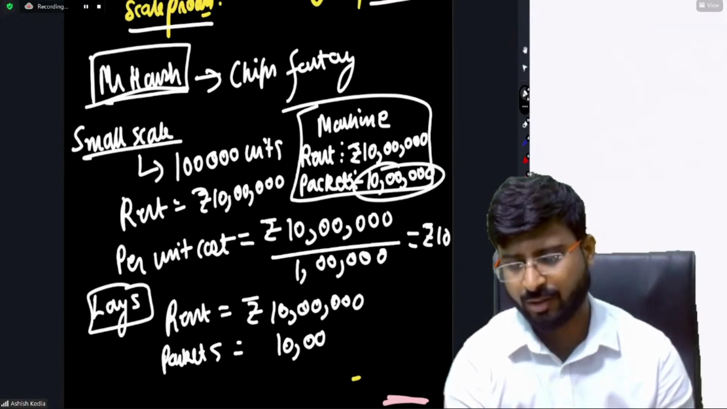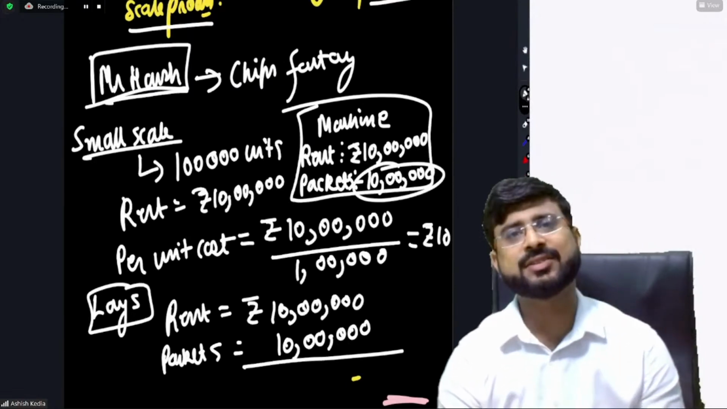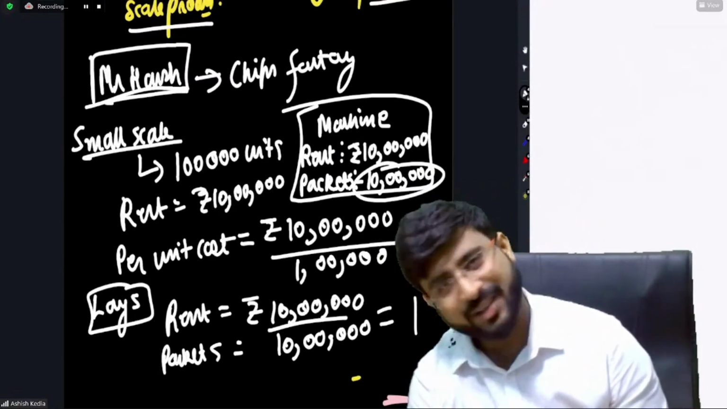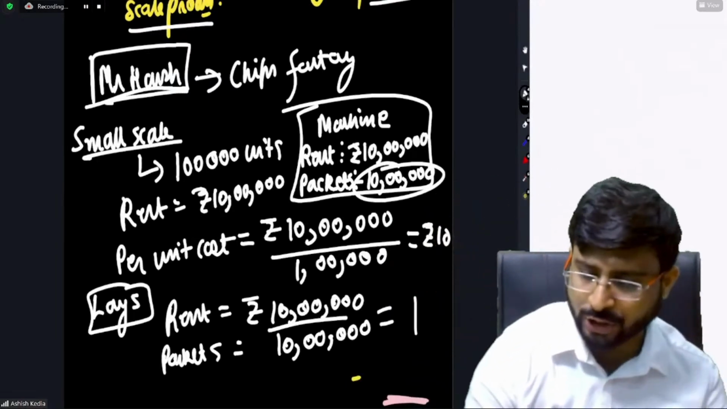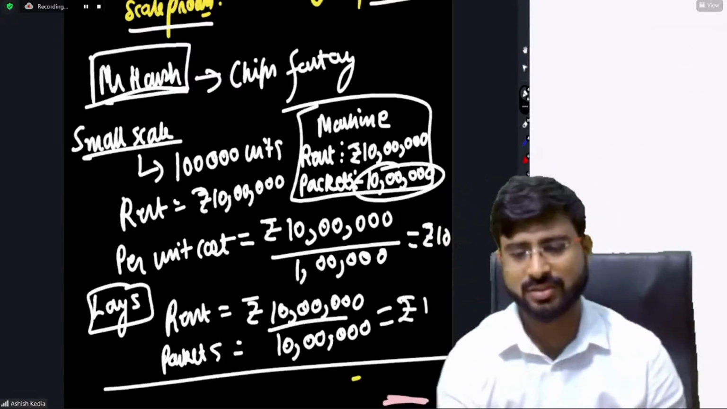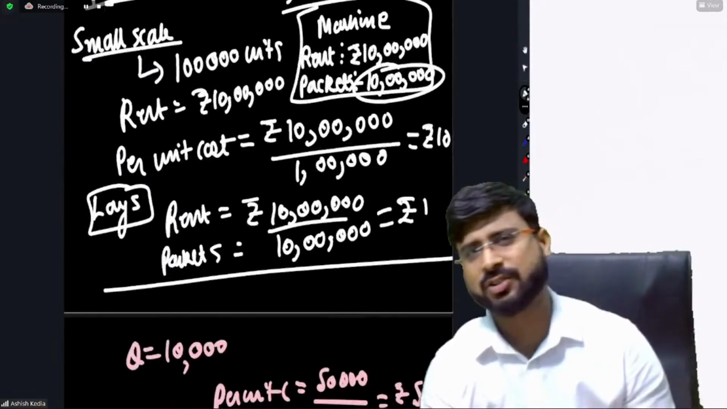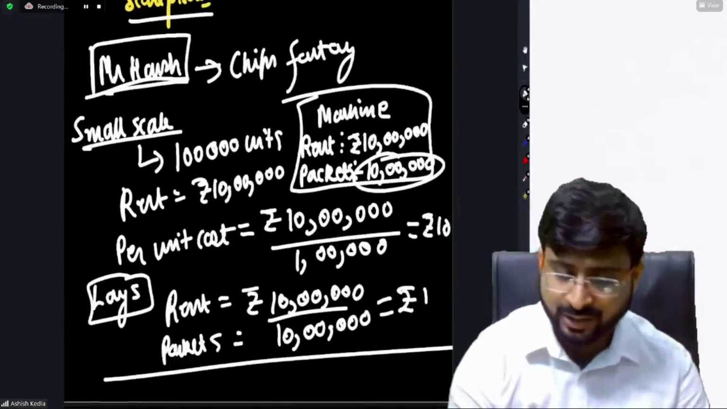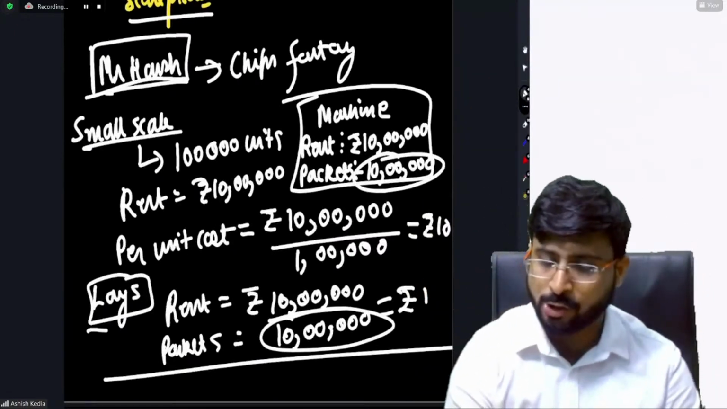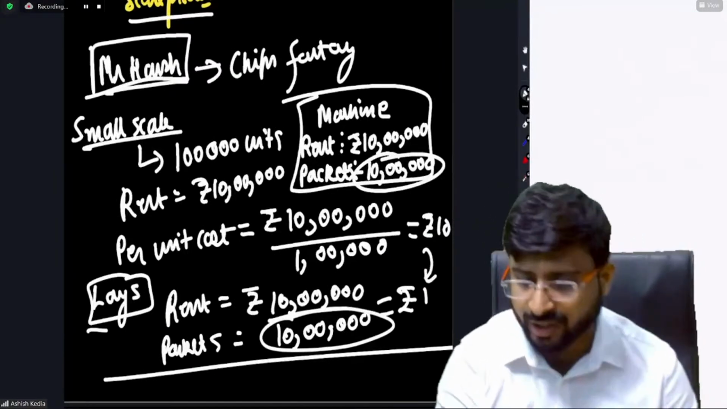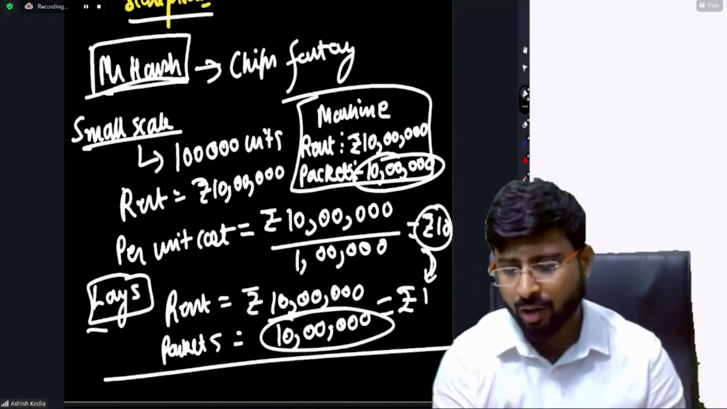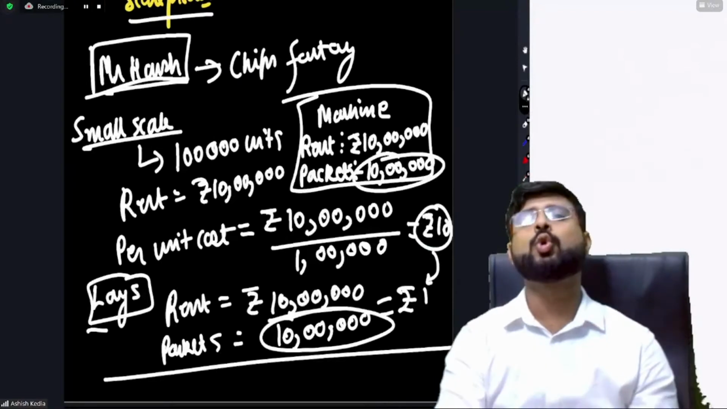Now, friends, you will see what is the per unit cost of Lay's. 10 lakh by 10 lakh is equal to how much? Rupee 1. Did you understand the flavor here? Did you understand the magic going on here? Yes, sir, we certainly did understand. I asked you, what did you understand? Sir, we understood that since Lay's was producing on a massive scale, per unit cost of Lay's went down from rupees 10 to rupees 1.